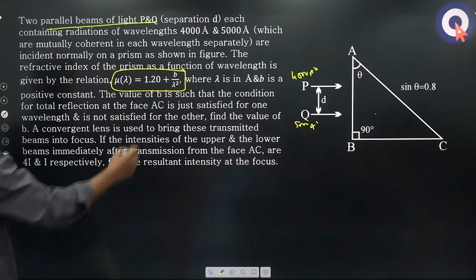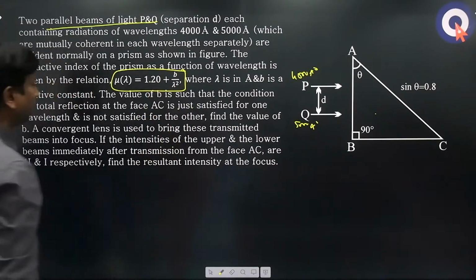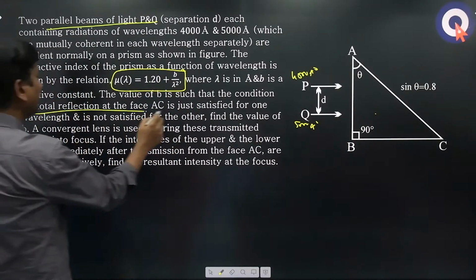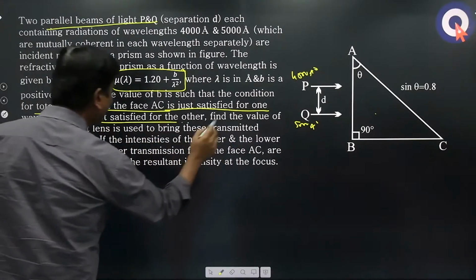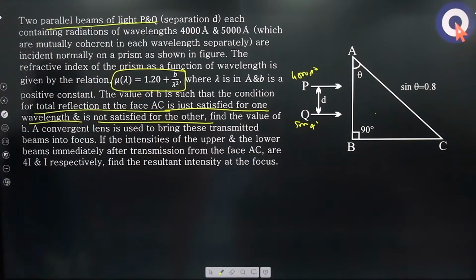The value of B is such that the condition for total internal reflection at the face AC is just satisfied for one wavelength, and it is not satisfied for the other wavelength. You find the value of B. So this is the first bit. You need to find the value of B, that's the first bit.